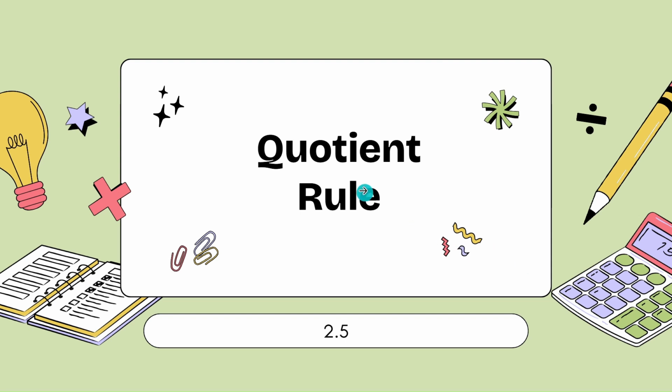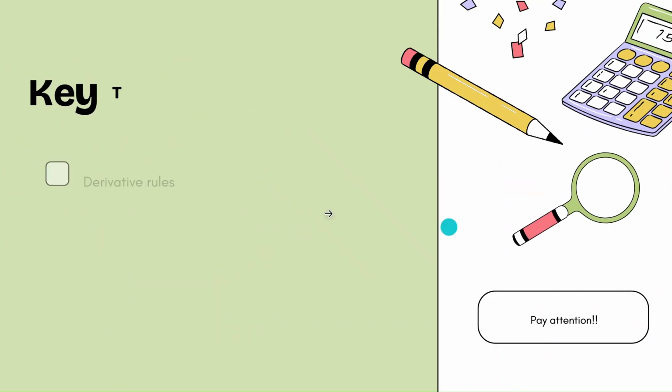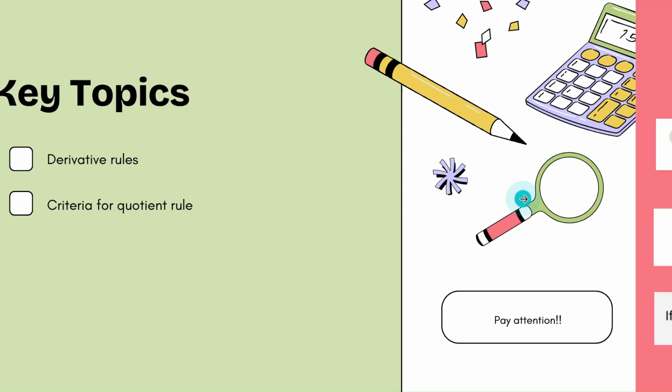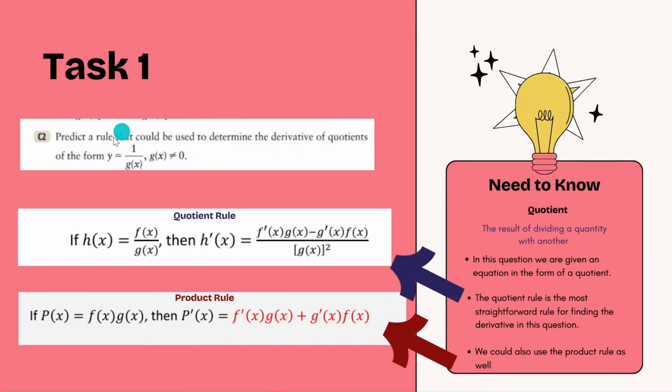We'll be discussing the quotient rule a bit further by tackling two tasks. The key topics in this lesson are derivative rules and the criteria for using the quotient rule. Now, for our first task, we have to predict a rule that could be used to determine the derivative of quotients of the form y is equal to 1 over g of x, where g of x cannot equal 0. What do we need to know to tackle this task?